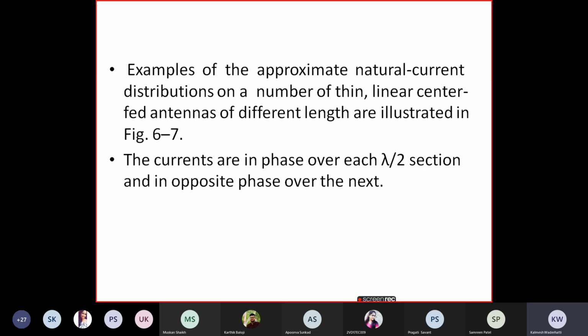The currents are in phase over the lambda by 2 section and in opposite phase over the next. It means that over the first lambda by 2 we have in-phase current, and over the next lambda by 2 the phase will be opposite. Understand? Similarly, the current phase will be opposite over each further length. For the different lengths, every lambda by 2, the current will be opposite in phase. Remember this point.